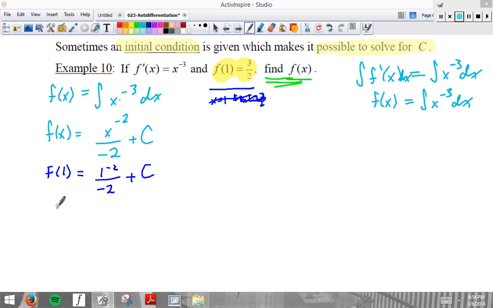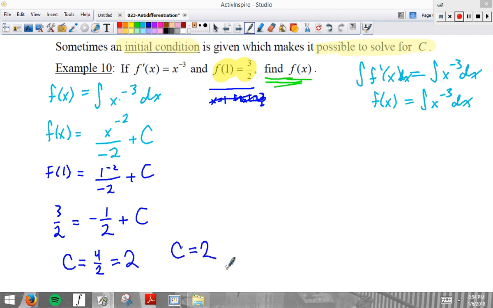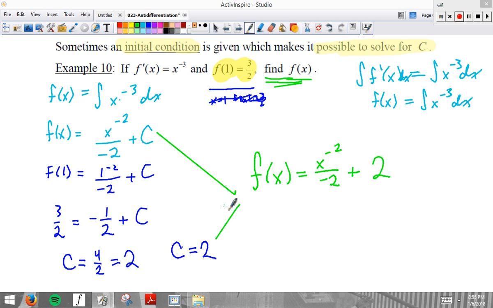F of 1 is 3 over 2. 1 to the negative 2 power is 1, so negative 1/2 plus c. Add 1/2 to both sides, c equals 4/2, which is the same number as 2. So c equals 2. Putting this together with this, we find out that f of x must have been x to the negative 2 over negative 2 plus 2, the c value.